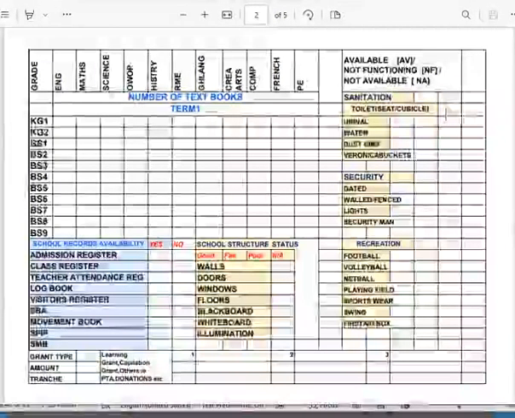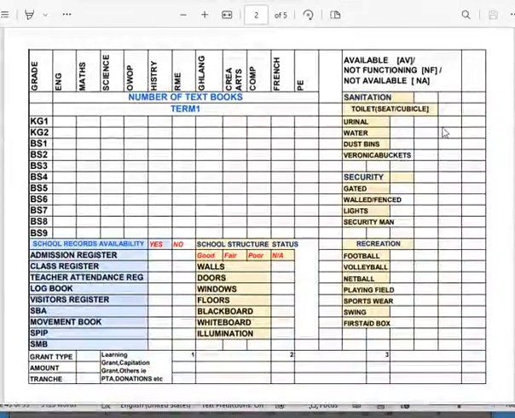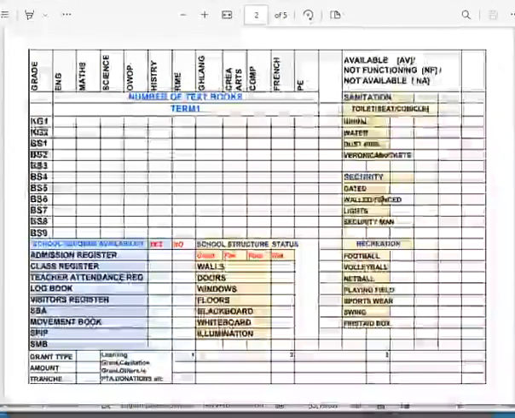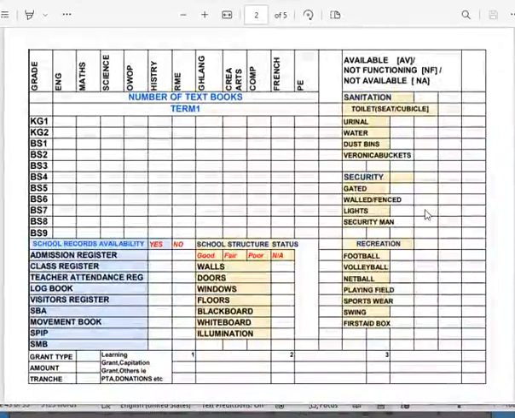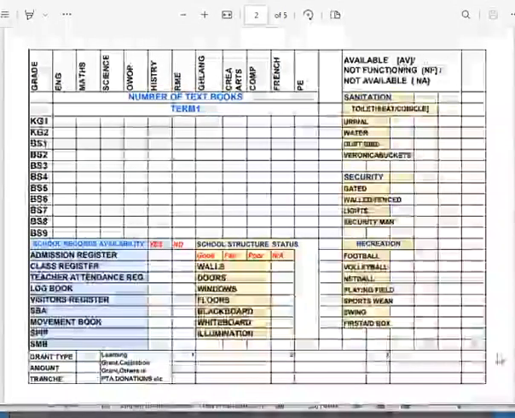So you continue to answer the availability, non-functioning, or non-availability of urinals, water, dustbins, Veronica buckets, and the security: gated, does the school have a gated facility? Is the school walled or fenced? Light, does the school have electricity? Security man, location. Does the school have football, volleyball, netball, playing fields for sports, swings, first aid, balls? If the school has, then you indicate so.